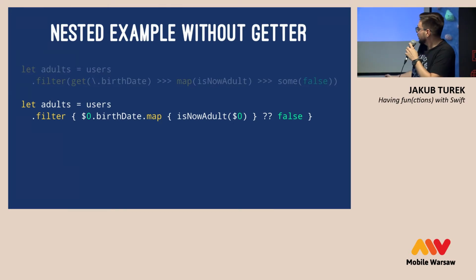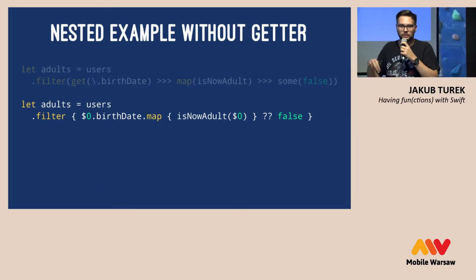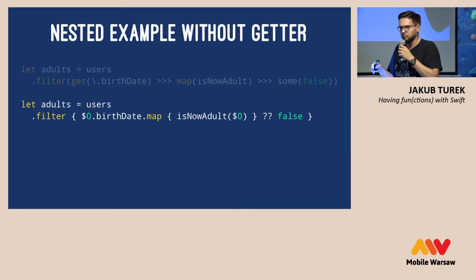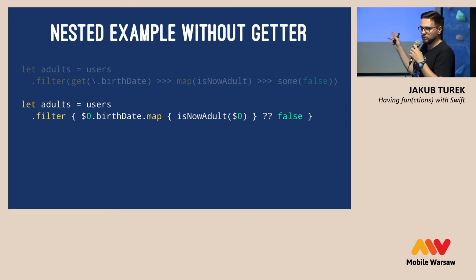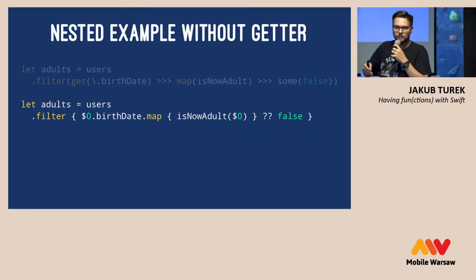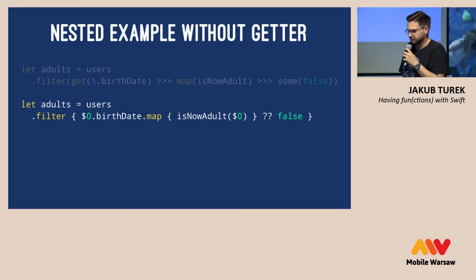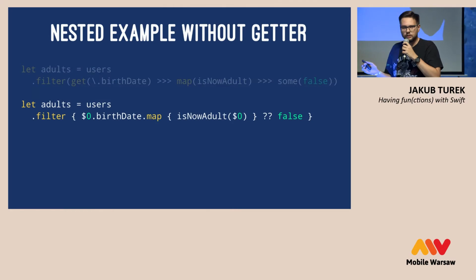Of course, we could try to just get rid of that closure and try to pipe in the isNowAdult function directly, but it's just to illustrate the problem that we have, that given more transformations, we would have more of those unnamed arguments that mean different things in different contexts. Okay, so if you compare the two, it might not be obvious why we should use the functional approach.